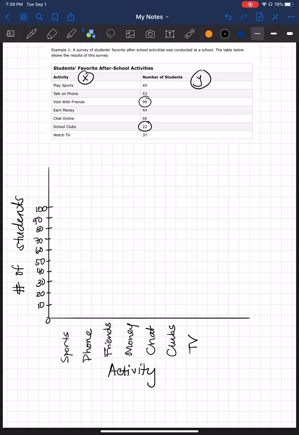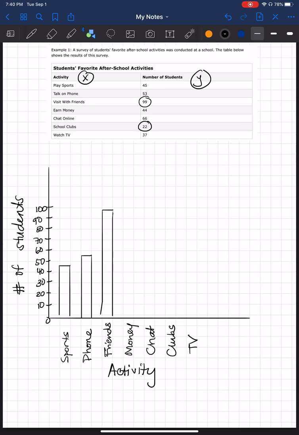So sports, it says that 45 of them play sports. So you're going to find in between 50 and 40, and then you're going to draw a bar, just like that. It goes up to about 45. Phone is 53, so you're going to go a little bit above 53, which is about right there. And then we'll do that. Friends, we got 99, so almost 100, not quite, so I'm not going to hit that top line. Sorry, my lines are all kind of funky.